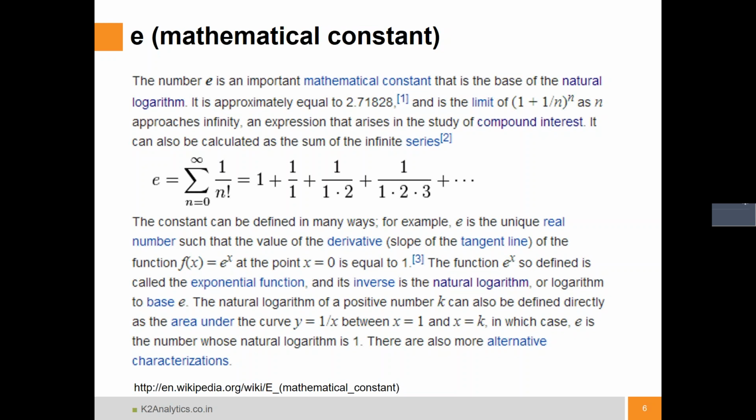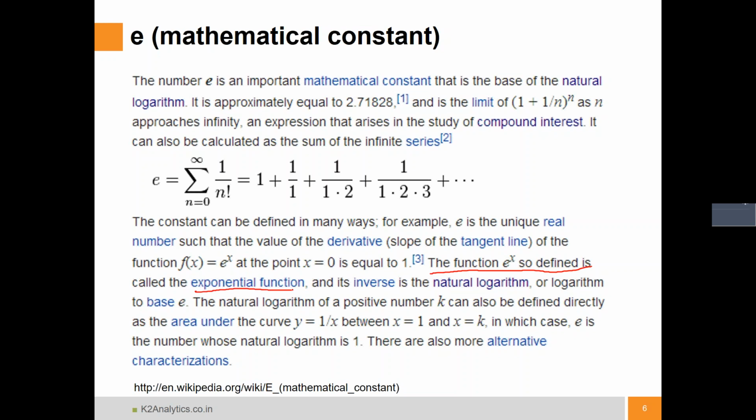Okay, so there are various ways by which mathematicians have reached a conclusion that this E, which is a mathematical constant, is observed in various scenarios, and it's also called Euler's constant and so forth. So first is this number E. Okay, the function e raised to x, we define it as an exponential function.